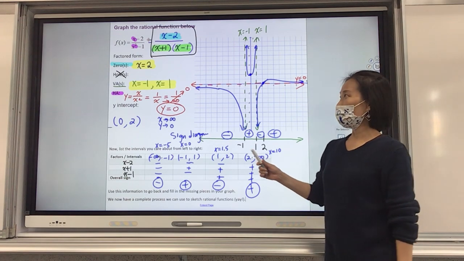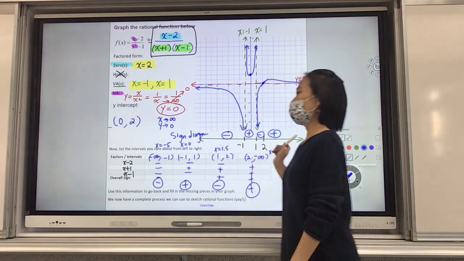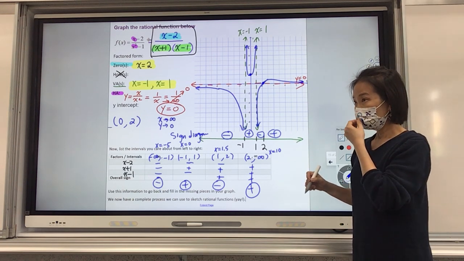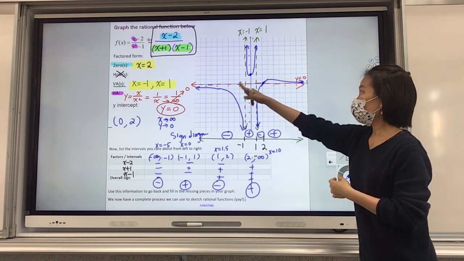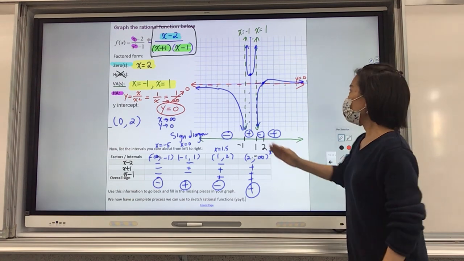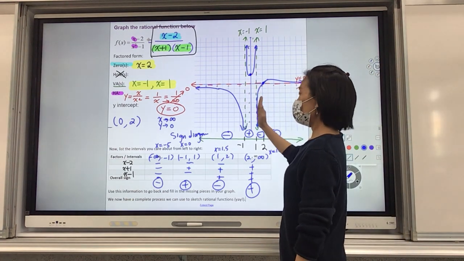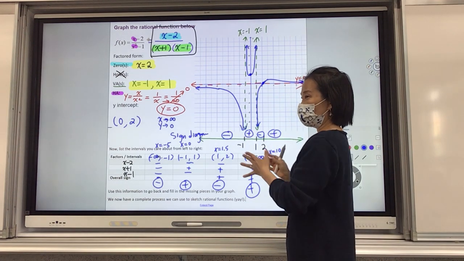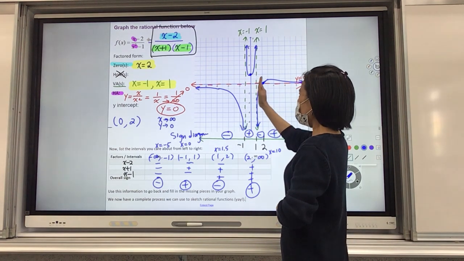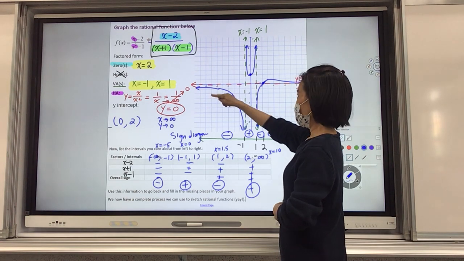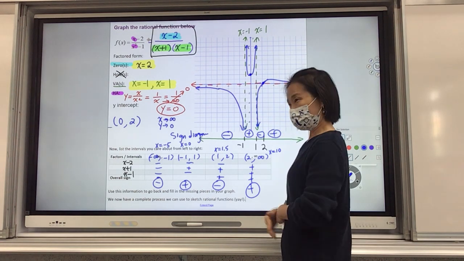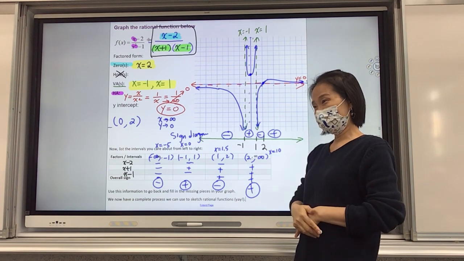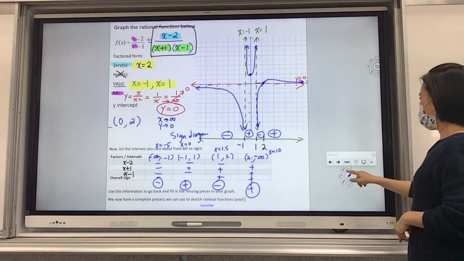You have to show me all these and the sign diagram. Is there a faster way? Yes. How do you know how many pieces you draw? Usually, the vertical asymptote is dividing the curve into different sections. So if I have two vertical asymptotes, usually you have 3 pieces. 1 vertical asymptote, 2 pieces. Good question.